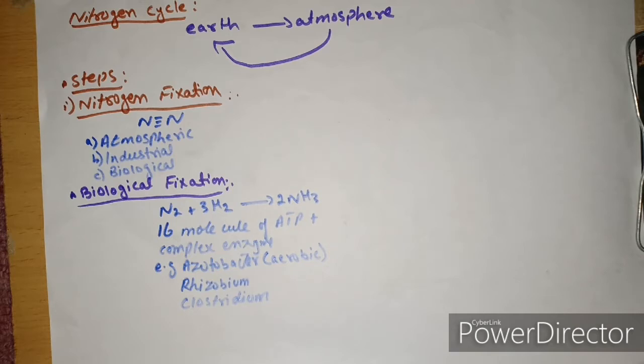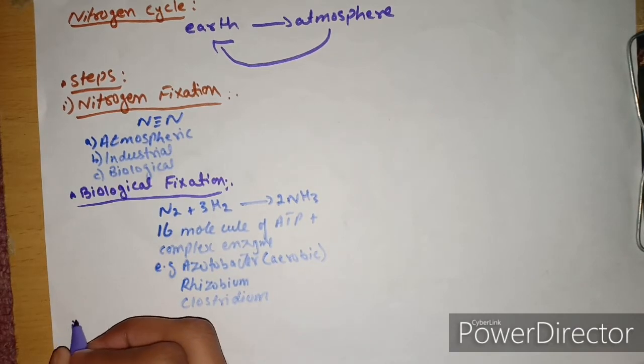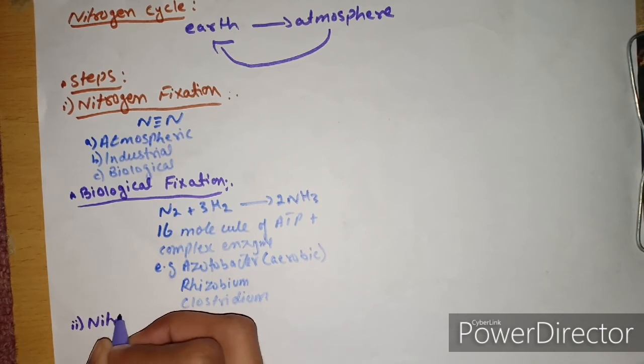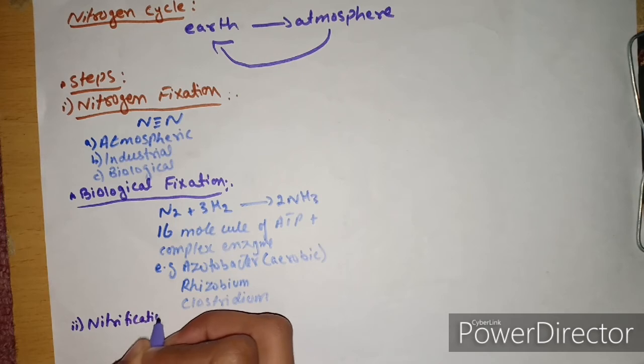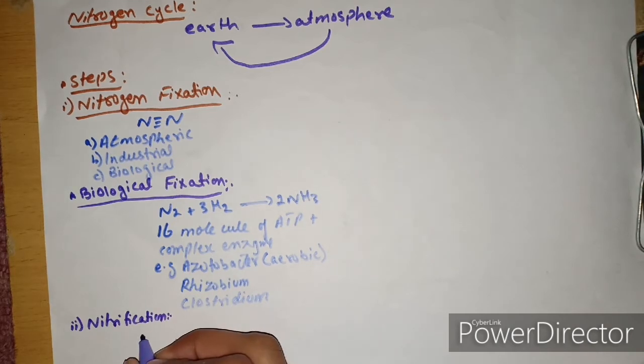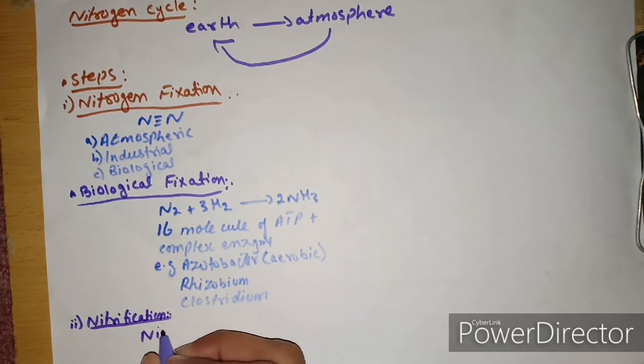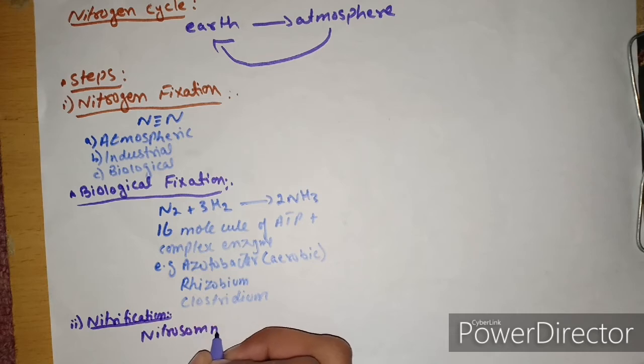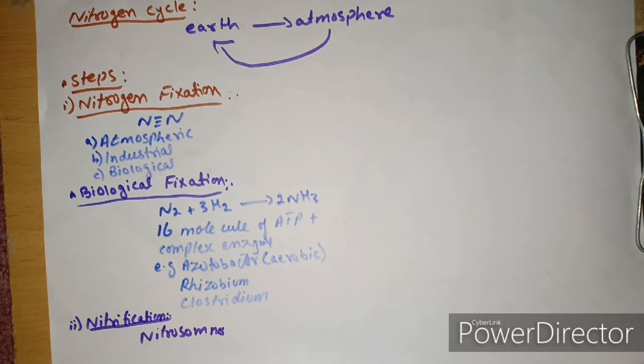Next step in nitrogen cycle is nitrification. The ammonia which is formed by the process of fixation is then oxidized to different compounds, that is NO2 and NO3. The bacteria of genus Nitrosomonas convert these ammonium ions into nitrite ions, and then these nitrite ions are converted into nitrates.